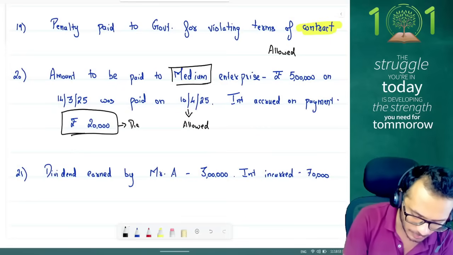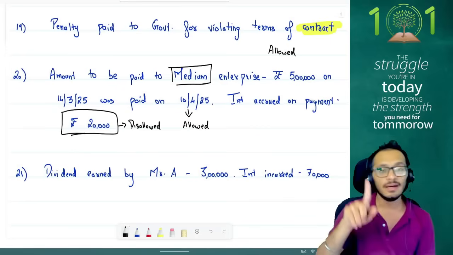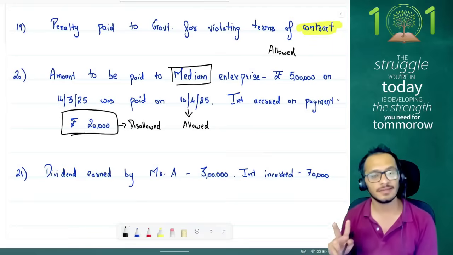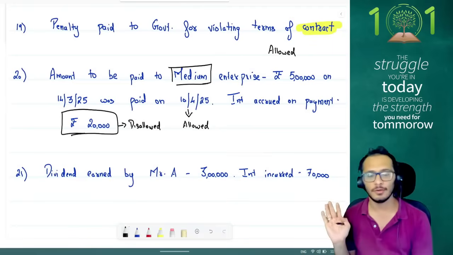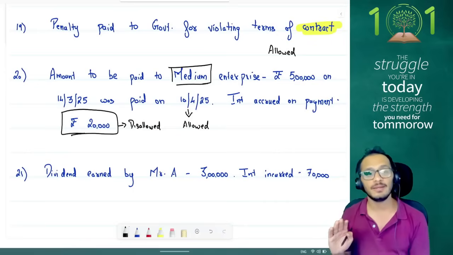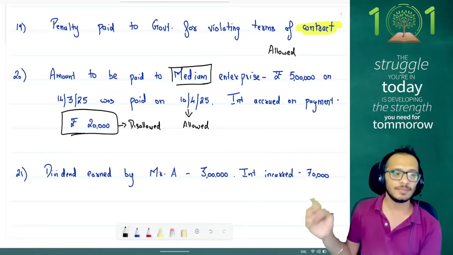Now, one thing which students have to keep in mind is when it comes to 43B, the payment model, micro and small are the ones which are considered. But when it comes to interest, micro, small, and medium, all the three are disallowable. You have to keep that in mind. Yes or no? Yes. So please be careful, people.